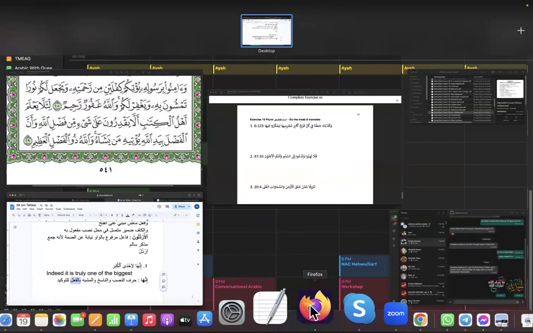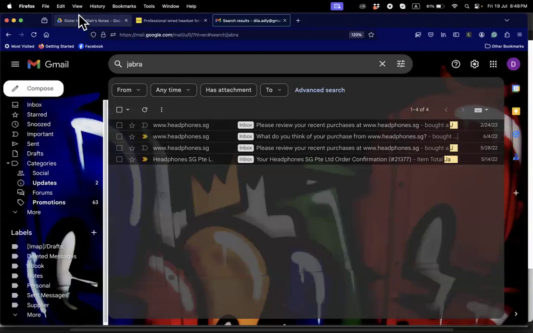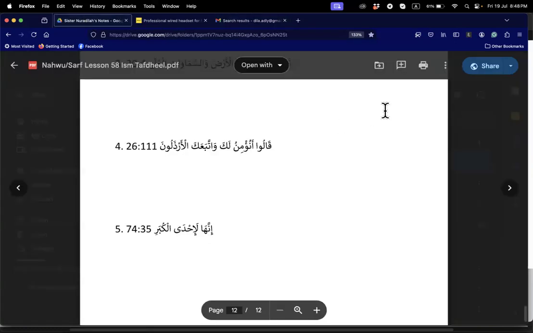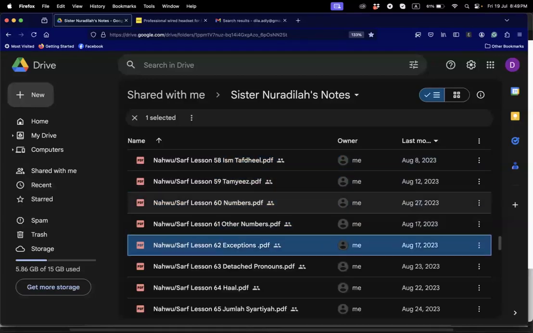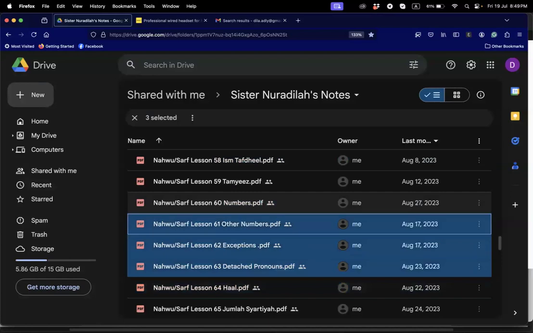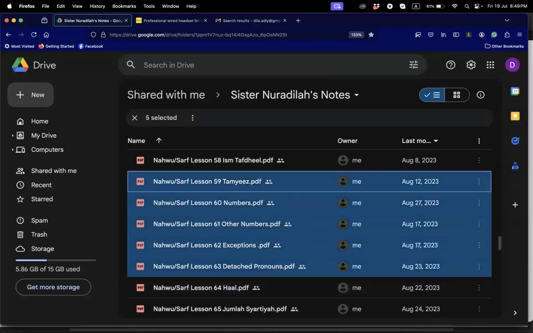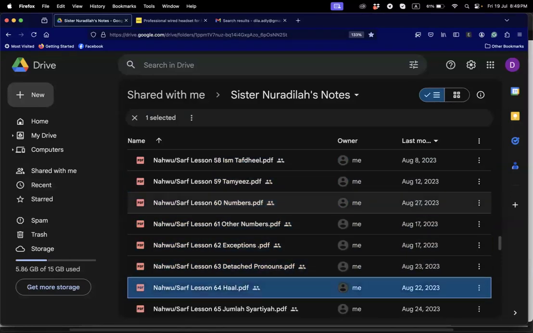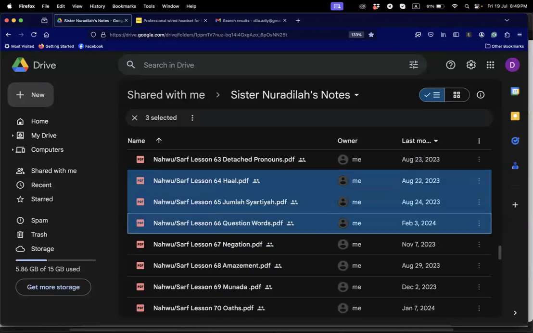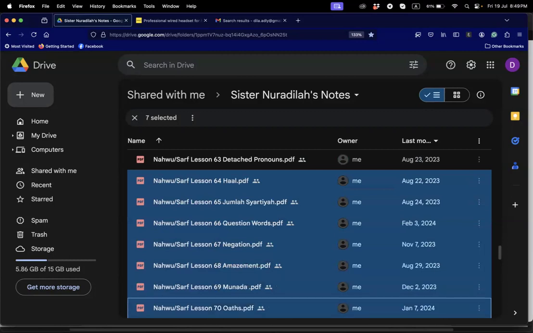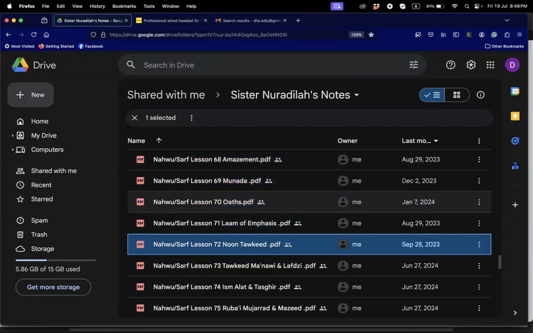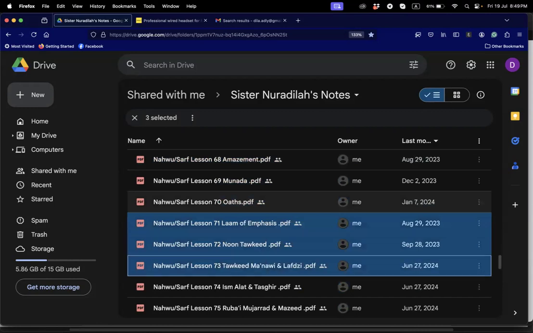So right now, we are at Ism Tafdeel, which is 58. Then after that, we do more advanced stuff. All these are advanced topics that are like singular topics. And then we talk about sentence structures: hal, shart, question, negation, amazement, munada, oaths. And then after that, we talk about emphasis.